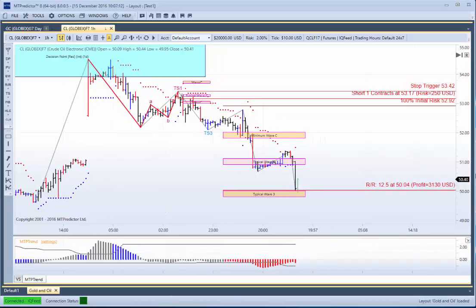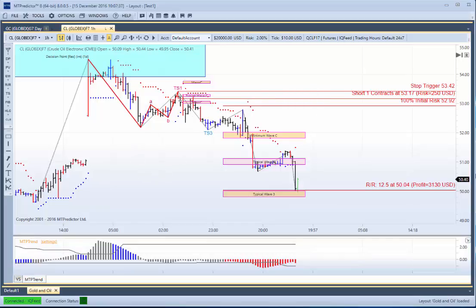This was one of the main trade setups that I designed MTPredictor for, basically back in 2001. So what's that? Over 15 years ago. This was why MTPredictor was developed in the first place, to be able to uncover these trades off the end of a wave 2 to catch the start of a wave 3 to then get the big moves to keep your initial risk small. So what do I mean by that?